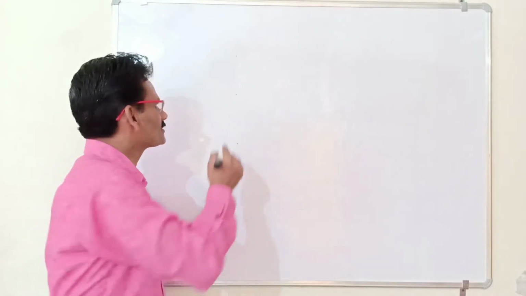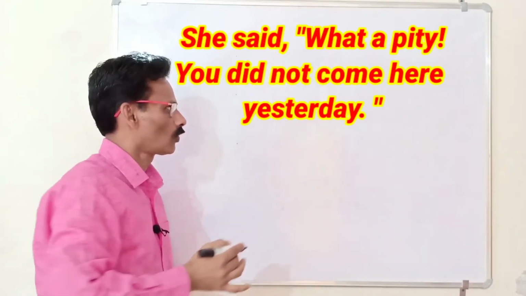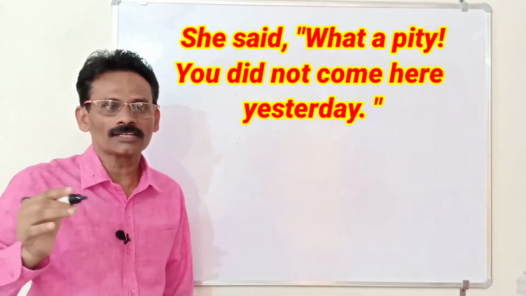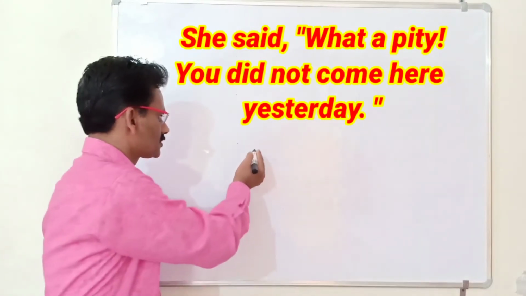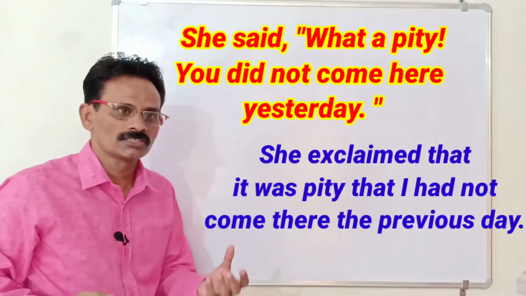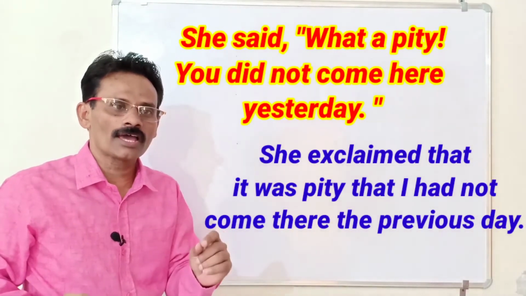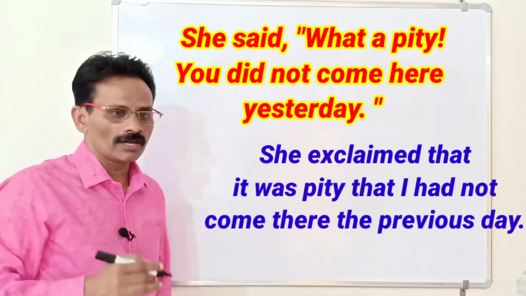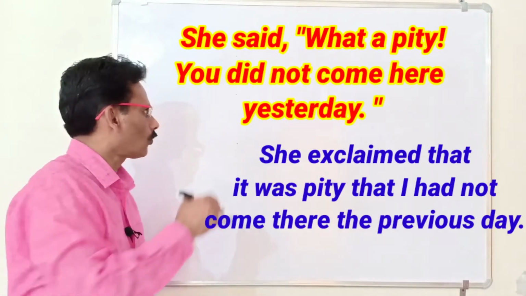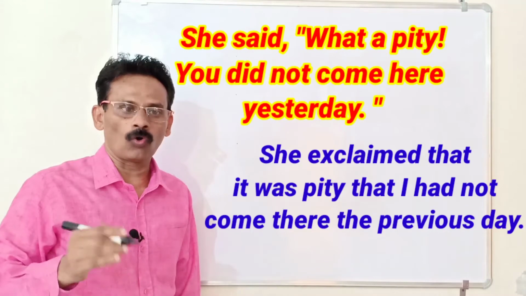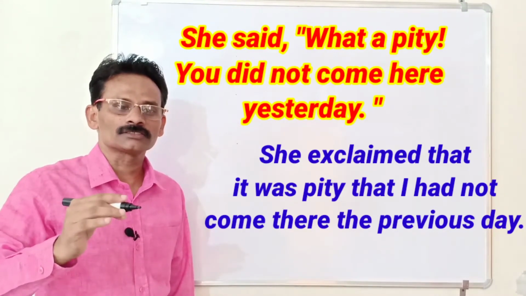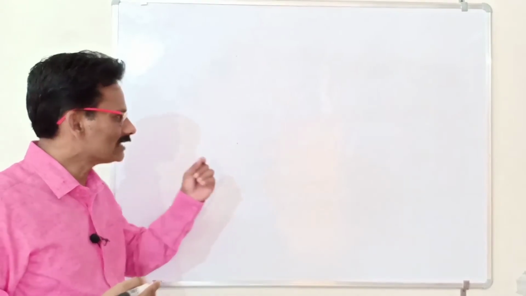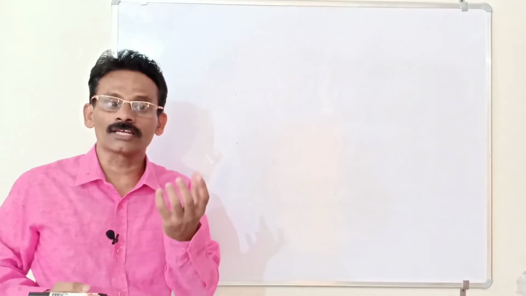Let's examine another sentence. She said, "What a pity you did not come here yesterday." Now turn that sentence into indirect speech. She exclaimed that it was pity that I had not come there the previous day. So here we notice that when the exclamatory sentences begin with what or how, we need to change that sentence into merely statement.